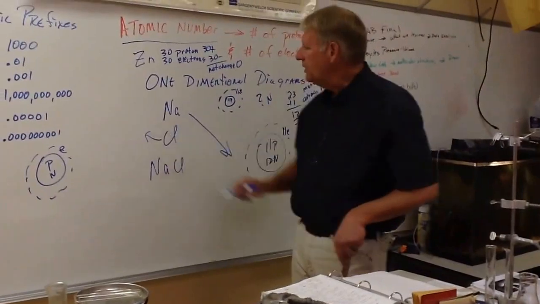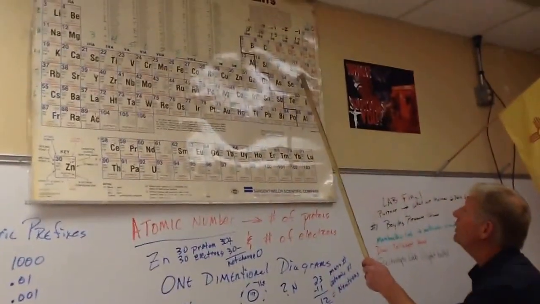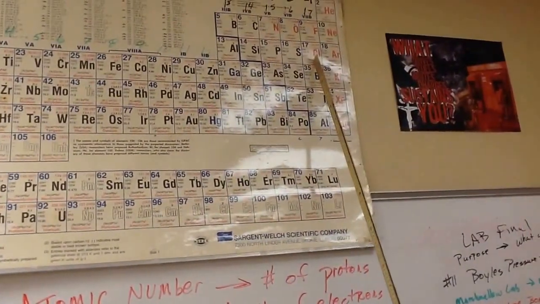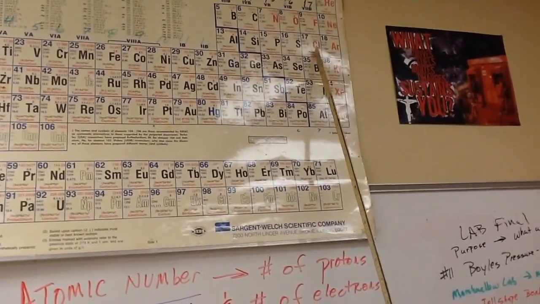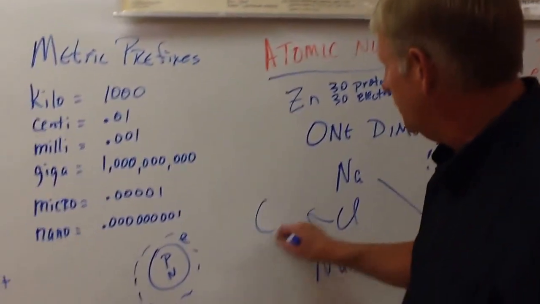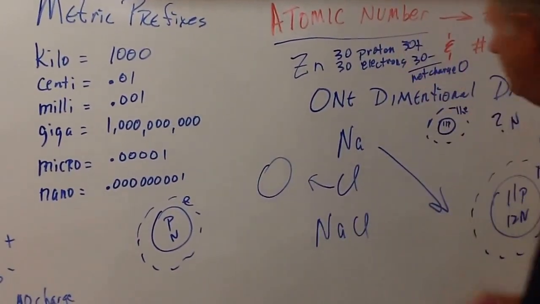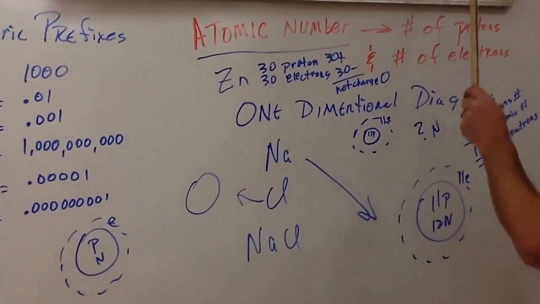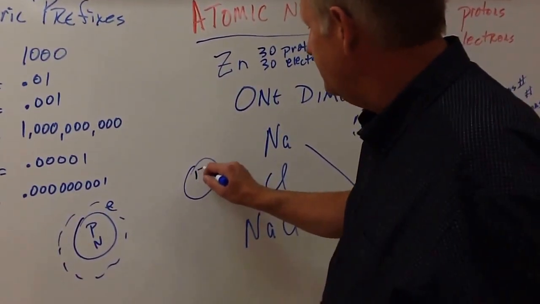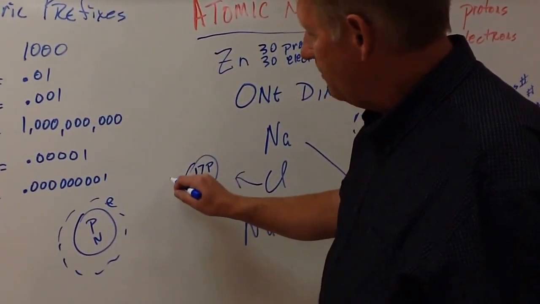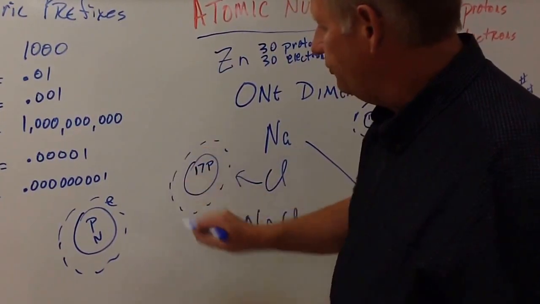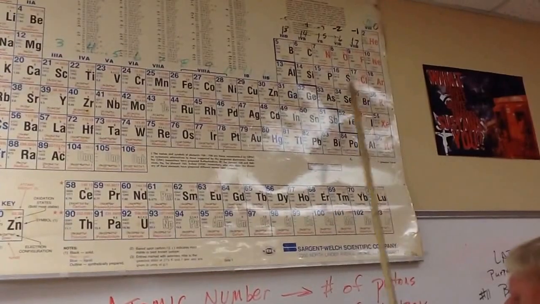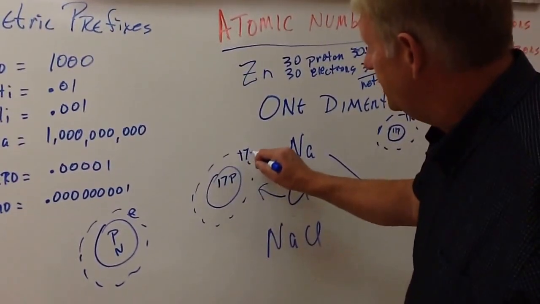Let's look at chlorine. So we find Cl, chlorine, over here, and its atomic number is 17. I want to draw a one-dimensional diagram of chlorine. The first thing I'm going to do is draw the nucleus here. How many protons? The protons are positive charge, and the atomic number is 17, so I know that I have 17 protons. Then I'm going to draw the little track for the electrons around here. How many electrons? Chlorine is atomic number 17, so I know it also has 17 electrons.